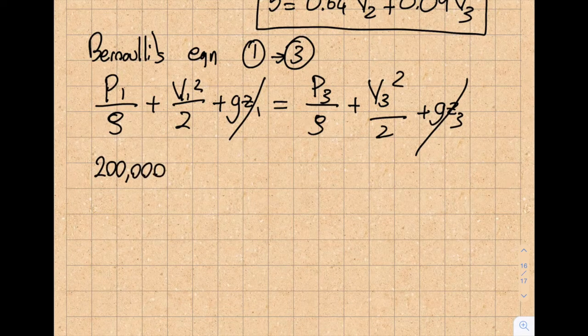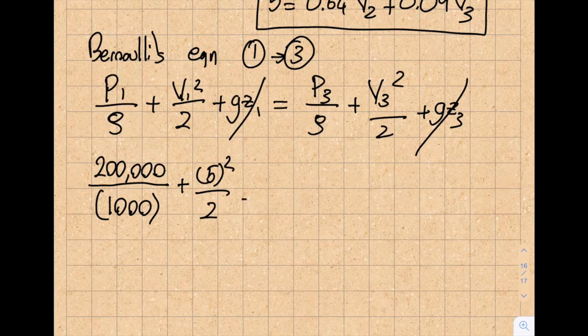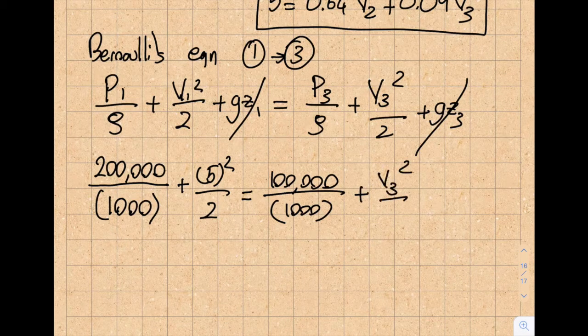200,000. Please do not forget to convert kilopascal to pascal. I see this often. Okay, and this is going to be 1000 kilogram per meter cube, which is the density of water that will be supplied to you, plus V1 square, which is 5 square divided by 2, will be equal to P3, which is 100,000, 100 kilopascals. Again, let's divide by the density of water, 1000 kilogram per meter cube, plus V3 squared over 2.